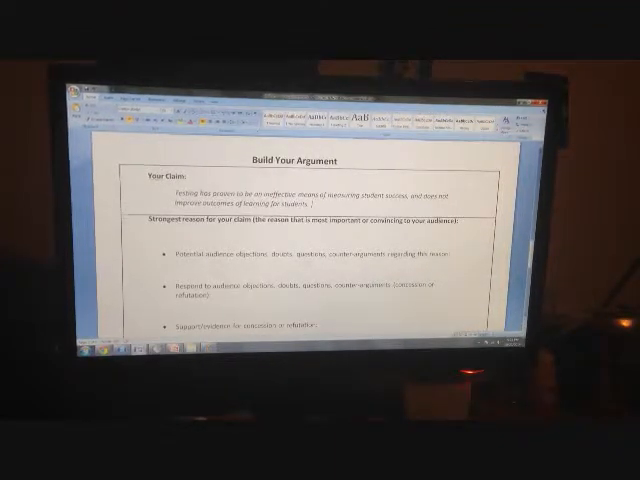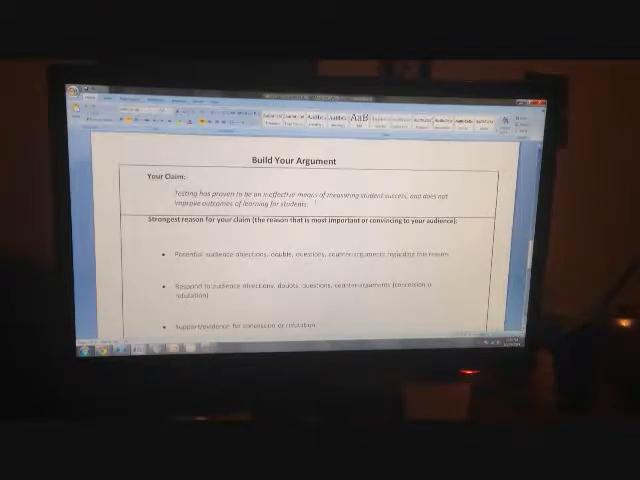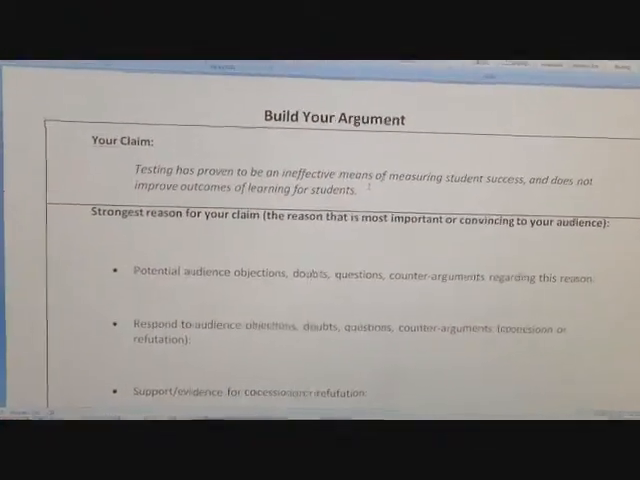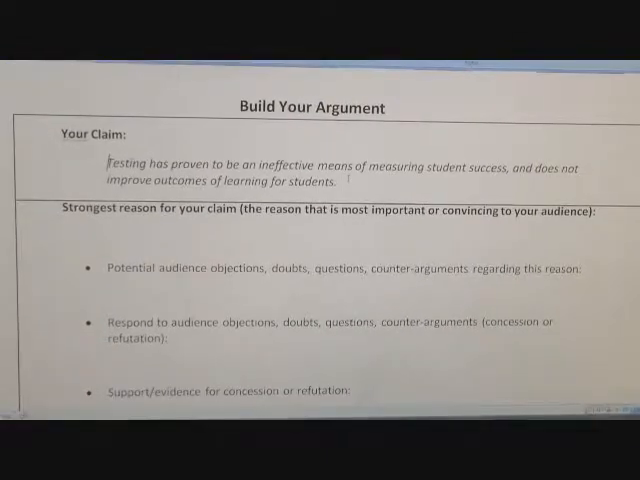So, with that in mind, I've made the claim that testing is proven to be an ineffective means of measuring student success and does not improve outcomes of learning for students. That's what I'm trying to argue, and I'm not giving reasons why that's true yet. I'll get into that a little bit later. But if you include your reasons in the claim section here, the rest of this is going to be fairly confusing for you. So I'm just suggesting right now to leave the reasons aside for the time being, because you're going to include them in just a minute.